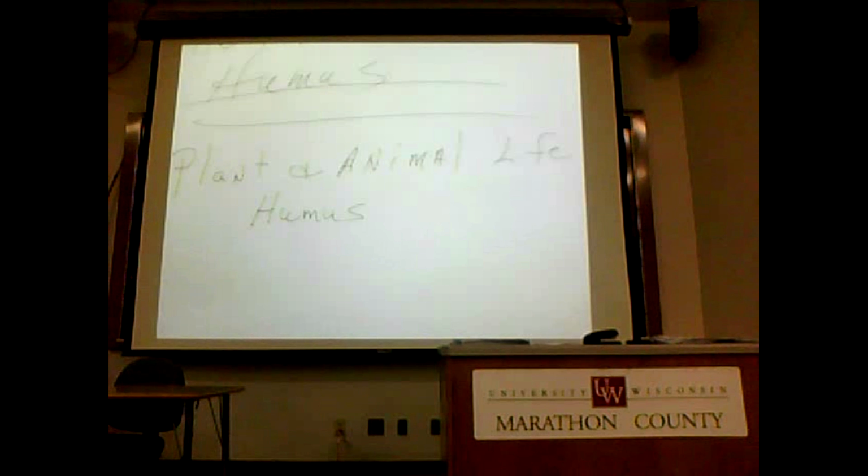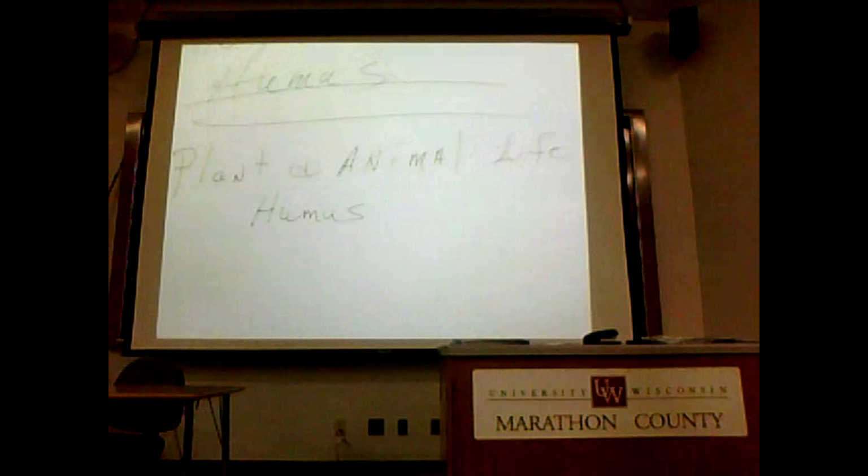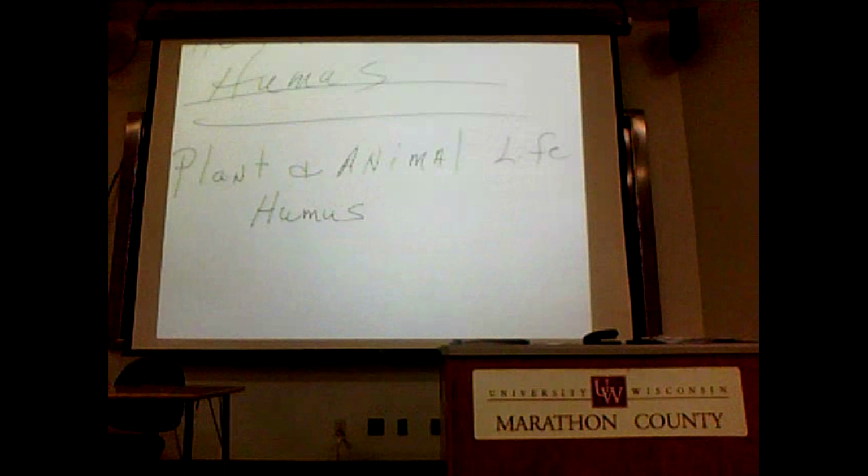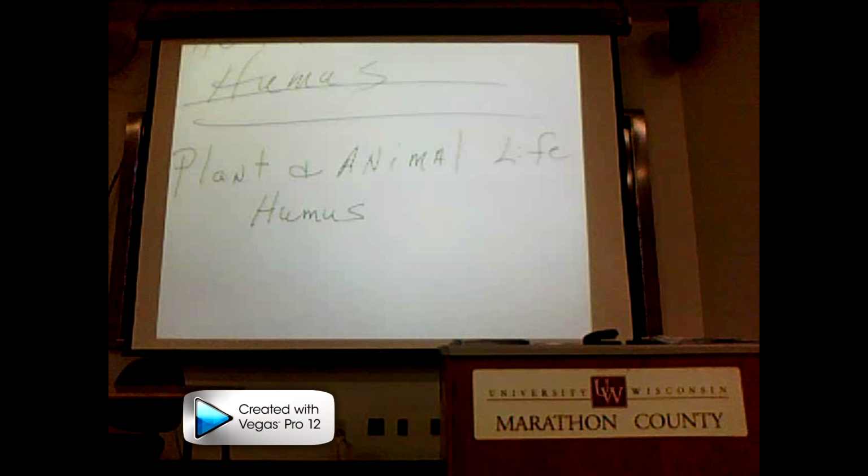Again, humus acts like a sponge. I think that's where it was. And it holds moisture. Soils with good layers of humus are far more productive agriculturally. The water is retained and then gradually released.